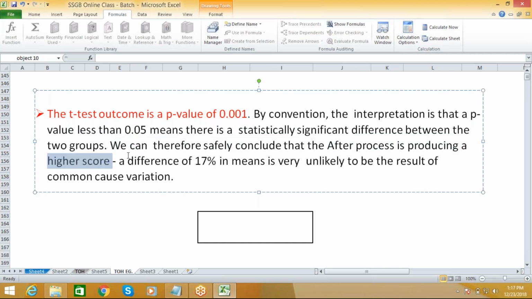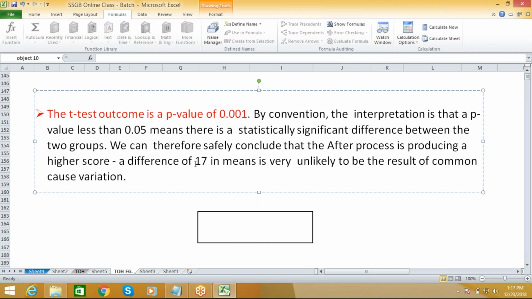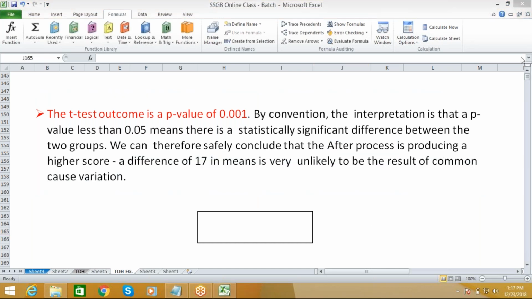And a difference of 17. It's not a percentage, it's a difference of 17. So the after process, what is the after process? The new training program, correct? Is producing a higher score, and a difference of 17 in means is very unlikely to be the result of common cause variation. Okay, so this is the way the conclusion has to be written.